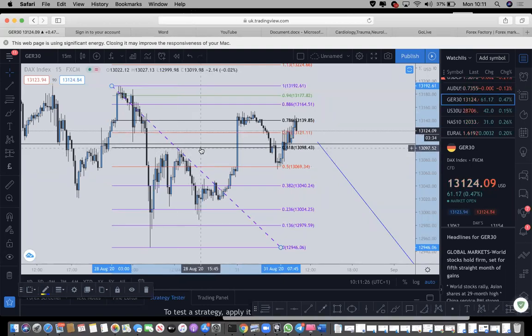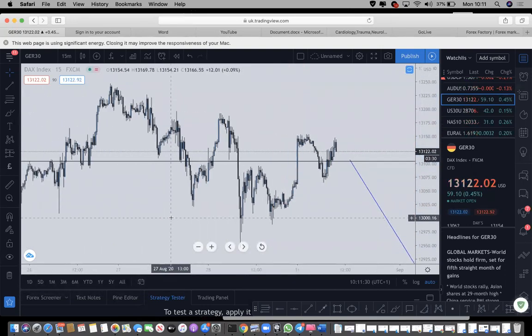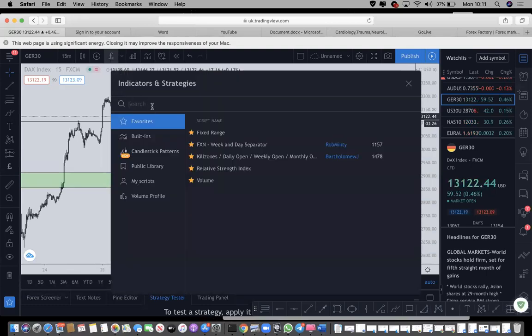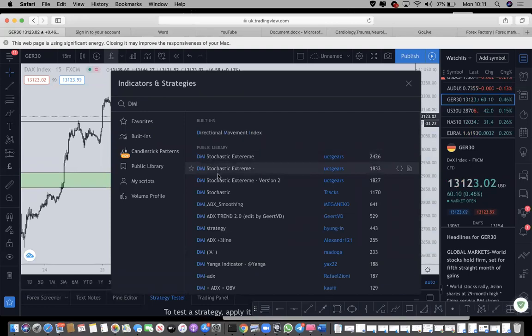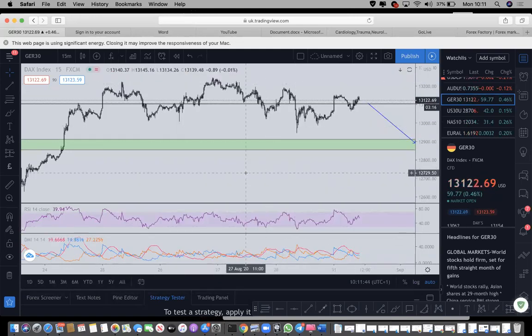Please. What is a DMI? I don't know what DMI is. Oh, you don't know the DMI indicator? No, I've never used it before. Okay. Put DMI in. That one, directional movement index. Wow. Never used it before.